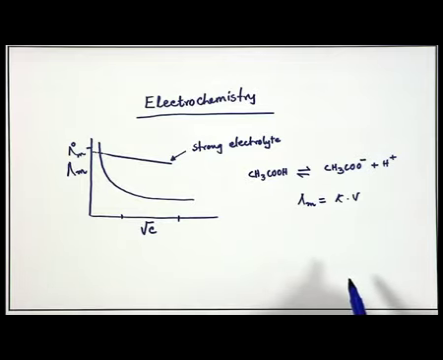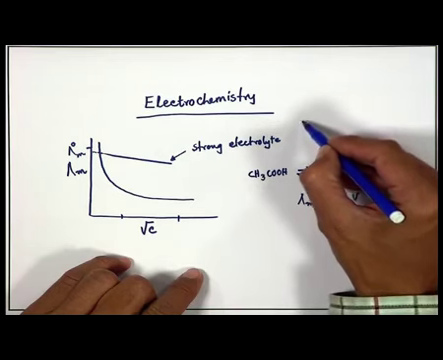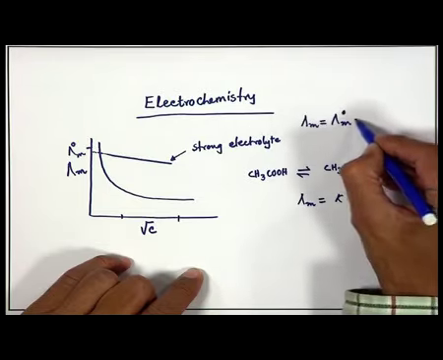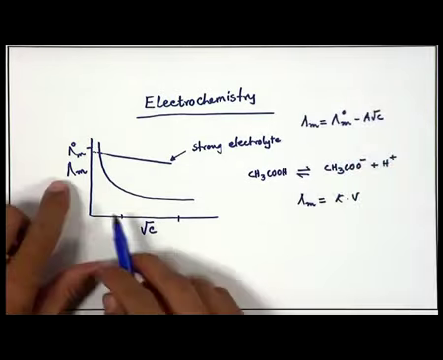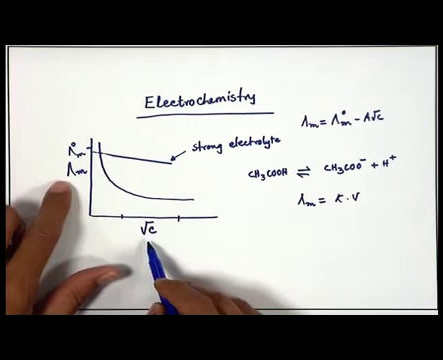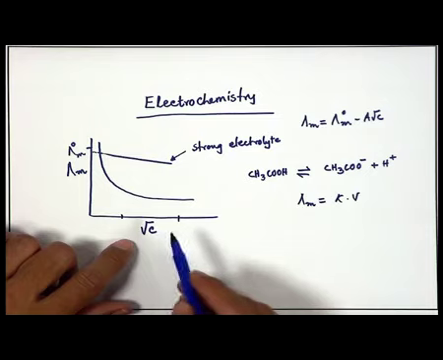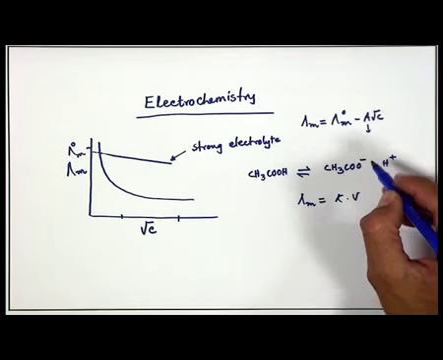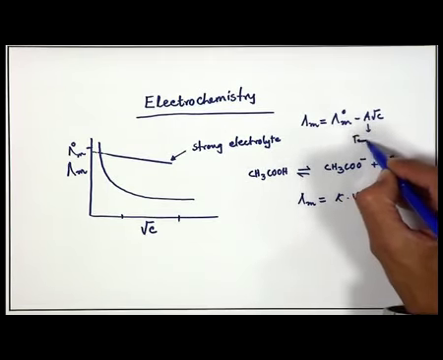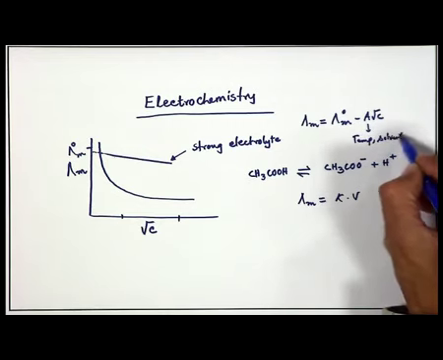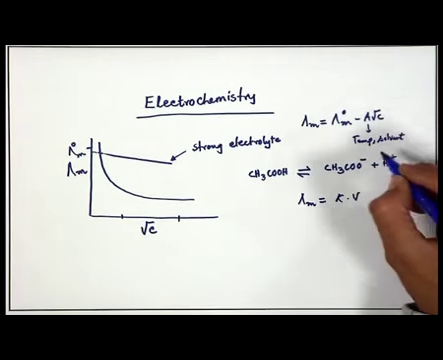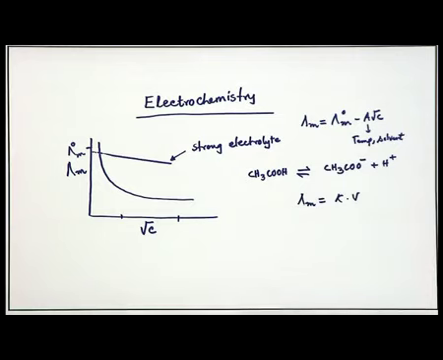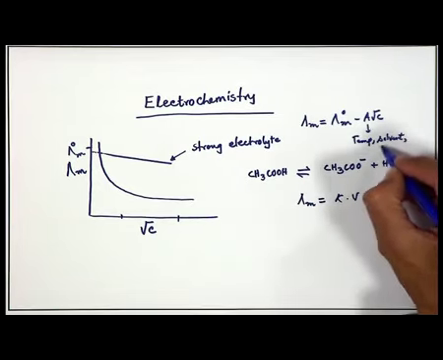Incidentally, you can express this lambda m for a strong electrolyte like this: lambda m is equal to lambda m 0 minus a square root of c. That is why we have used this plot, lambda m versus square root of concentration, where a is a constant which depends on temperature, then the solvent, of course water in most cases, and the electrolyte. Electrolyte means the nature of the electrolyte, whether it is a 1:1 electrolyte or a 2:1 or a 3:1 and so on.